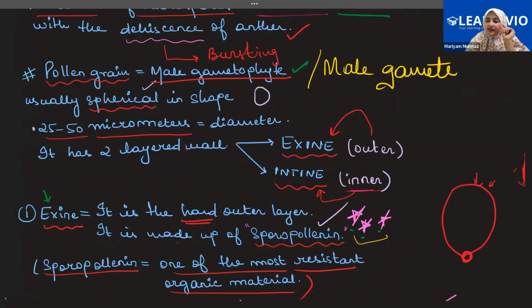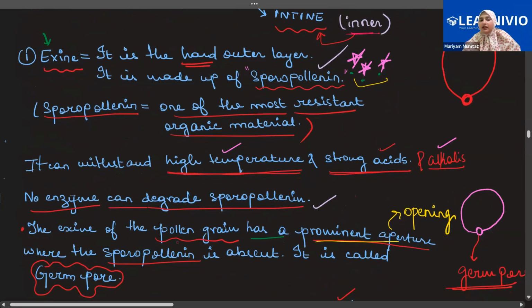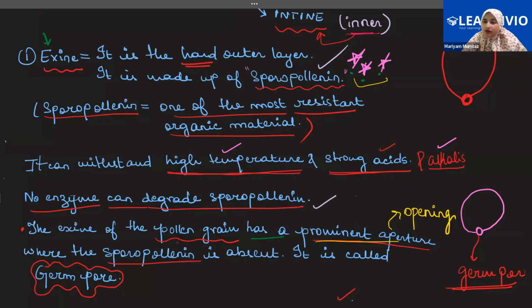Now, both of these layers are very important, especially the outer layer. The outer layer is very hard, and it is made up of a compound called sporopollenin. This is very important. So the exine is made up of sporopollenin, a very resistant, very hard substance that is present in the atmosphere.